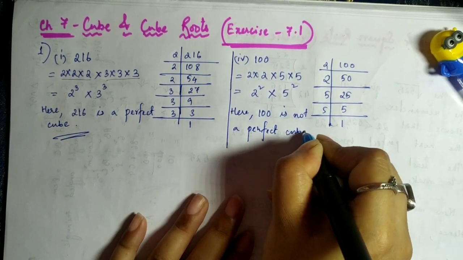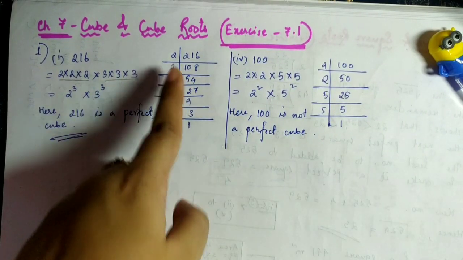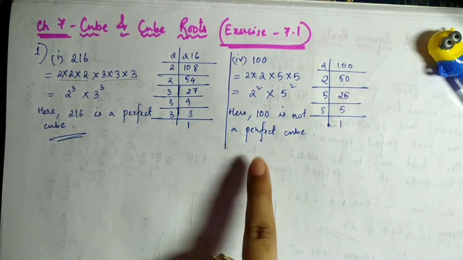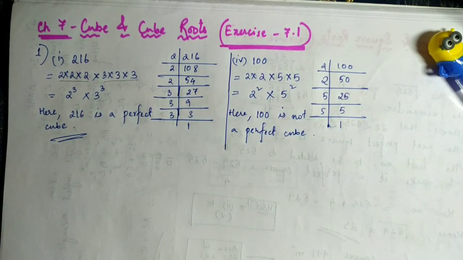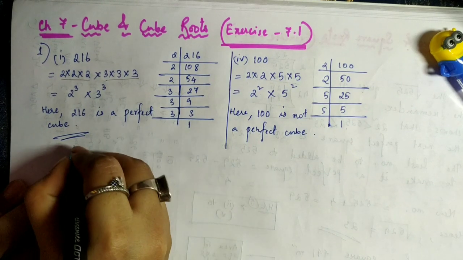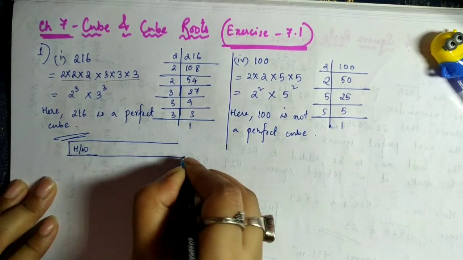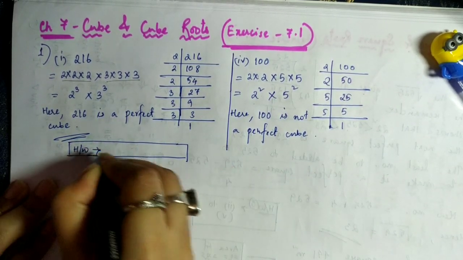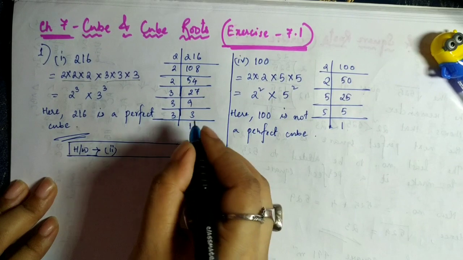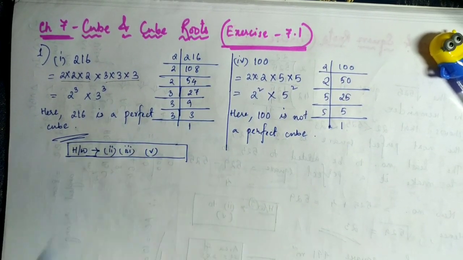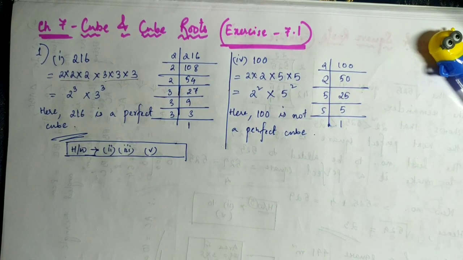So you have to find this out. Any number that is given, you just factorize it and make it in the form of cubes. If it doesn't come in the form of cubes, then you can say that number is not a perfect cube. You have similar numbers here, so you can try the remaining sums as homework from question number 1. The homework can be question number 2, then 3 and 5. I have done 2 questions for you; please try to solve the remaining 3.